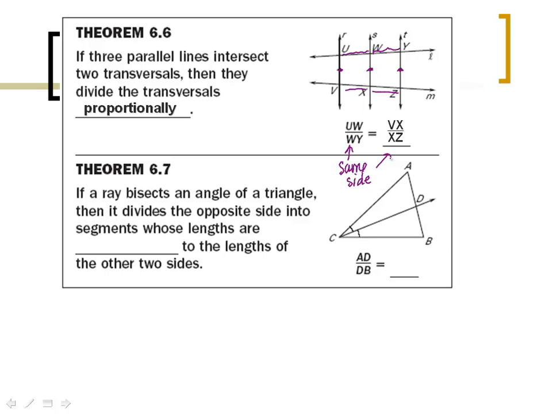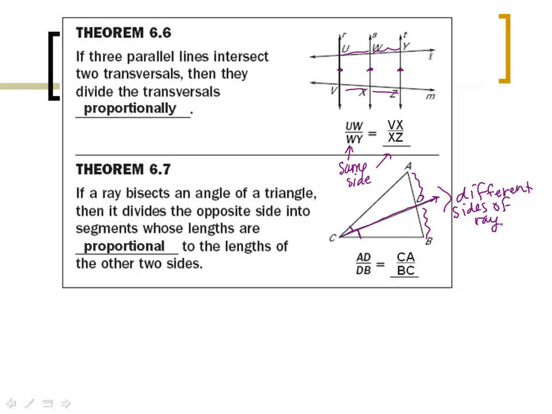Our theorem 6.7 says if a ray bisects an angle of a triangle, then it divides the opposite side into segments whose lengths are proportional to the lengths of the other two sides. So we've got this ray right here bisecting this angle. So those two angles are congruent. That's what bisect means. So segment AD over segment DB. So here's the difference. AD over DB. Those are on different sides of the ray.